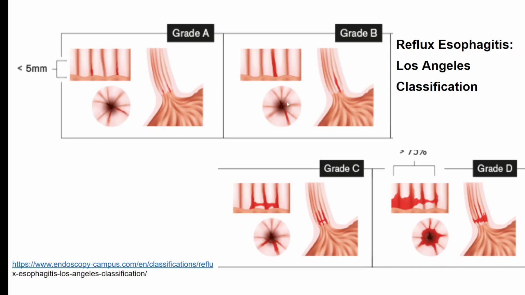When it is more than 5 in number, but the distance is within 5 millimeters of the gastroesophageal junction, it's again grade B. In grade C, you will have more of these issues with this horizontal invasion of the mucosa. I'll show you some of the examples. And grade D is where there is an extensive scarification of the mucosa.